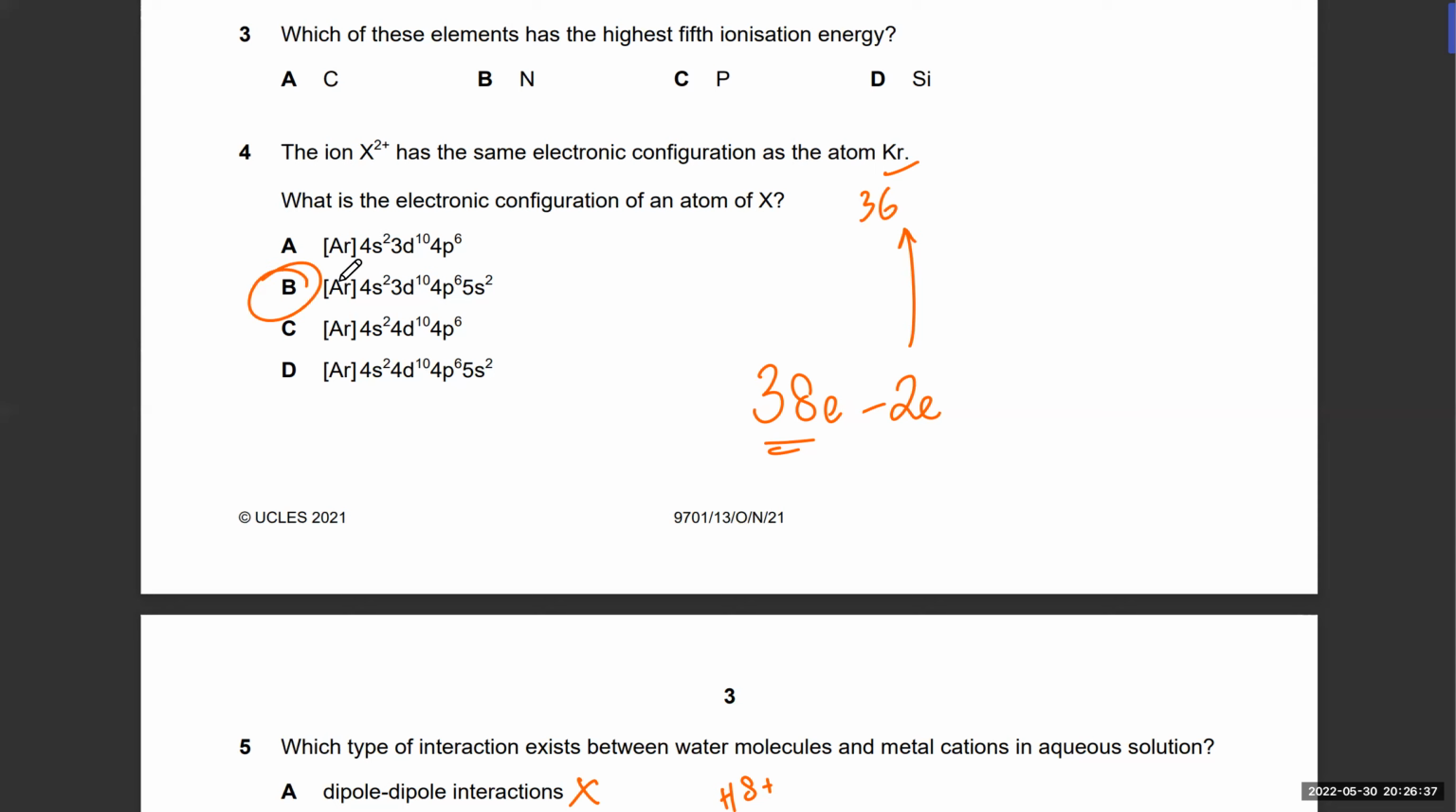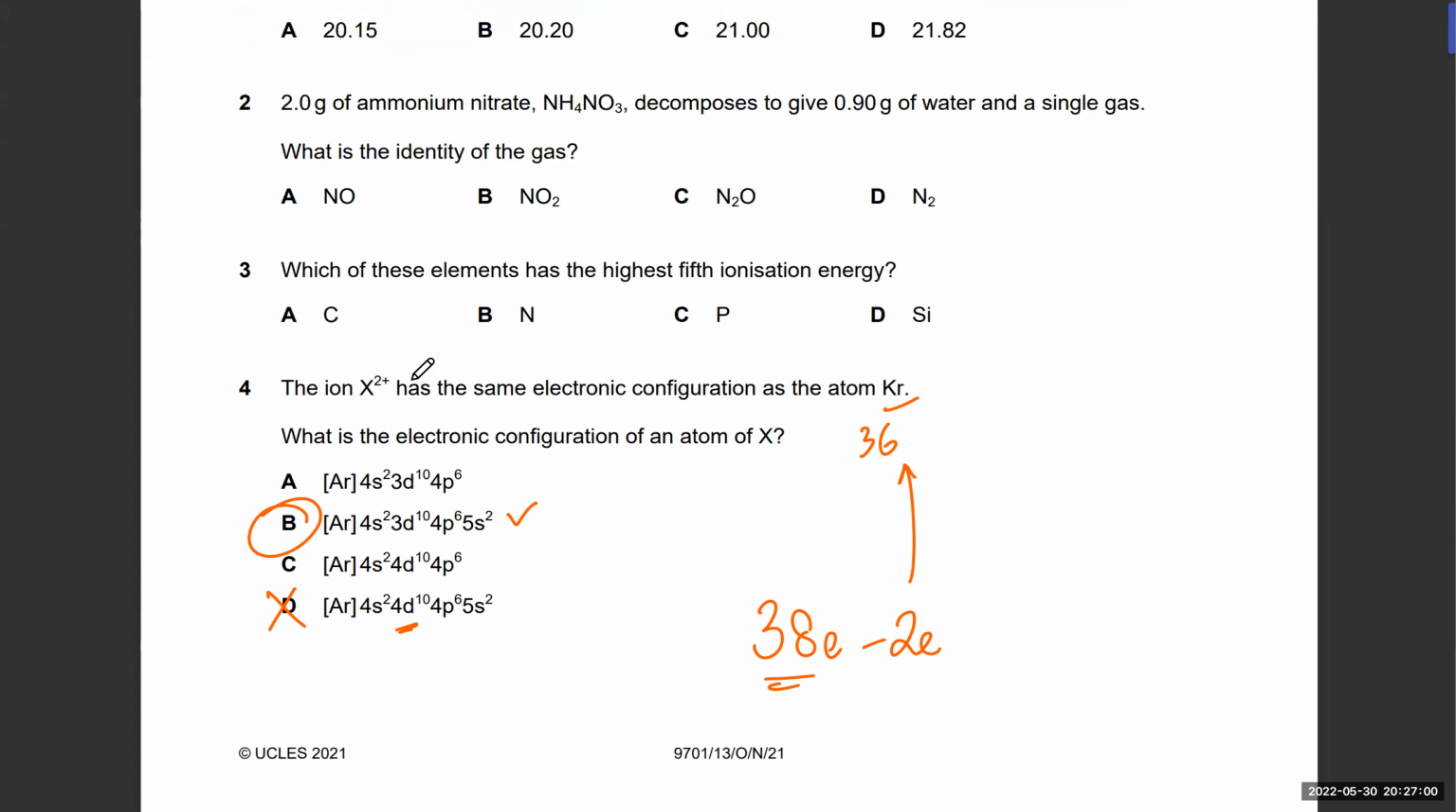Up till argon, that's 18, 20. 20 plus 10, what's 20 plus 10? That's 30. And 38. Okay, that's the electronic, that's the right one. D is wrong. It also has 38, but you don't have 4D. After 4S, you have 3D. So you don't have 4D actually coming after 4S. So it's going to be B.